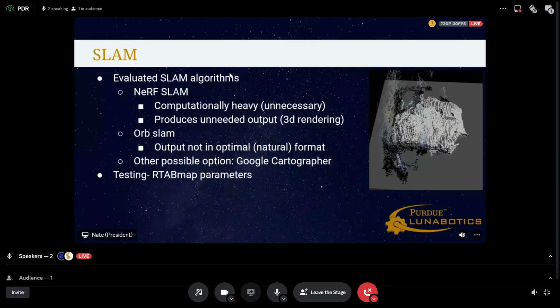And the last bullet point is just saying that when we're testing, we're planning on testing our RTAB-Map parameters, to see if we can change those and get it more accurate. Hopefully that's something we can look into basically.